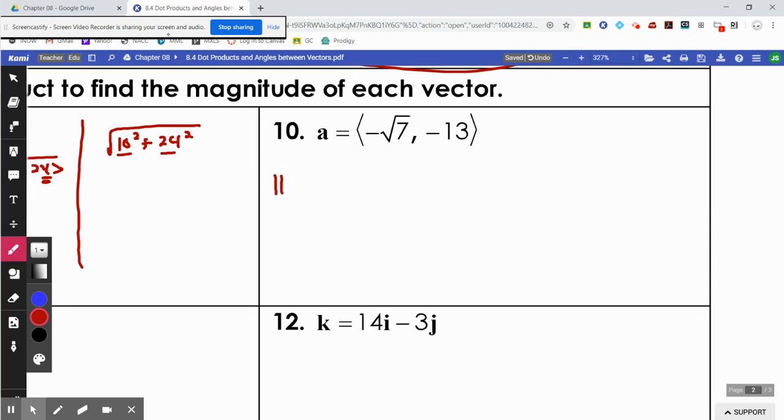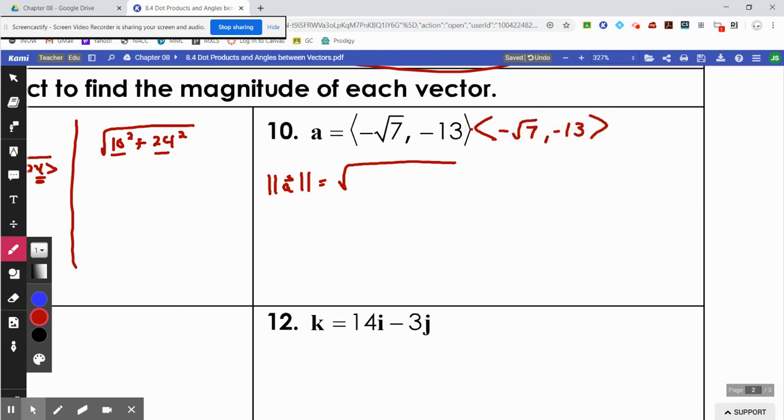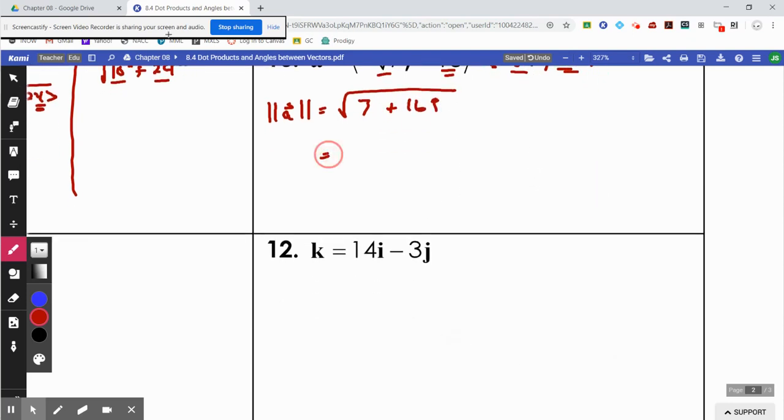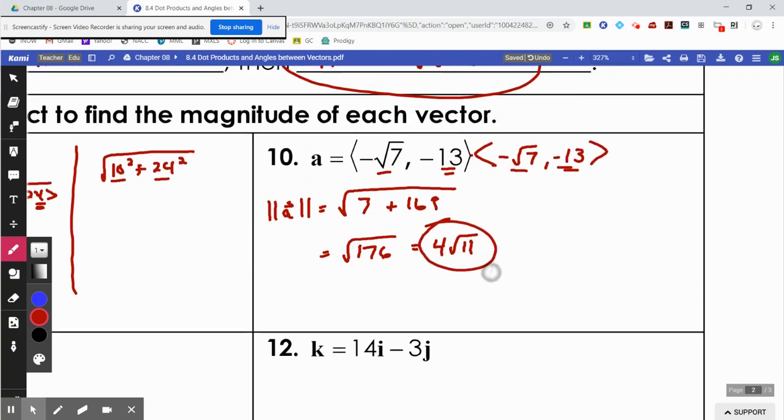The next one, dot product of it with itself. So the magnitude of a will equal the square root, and let's go ahead and take that dot product. I'm just going to list it again right here, negative root 7 and negative 13. We're going to dot them. A negative times a negative will be a positive. Root 7 times root 7 is 7. Negative 13 times negative 13 is a positive 169. So therefore, we get the square root of 176, which can be split into the square root of 16 times the square root of 11. So there is your magnitude.